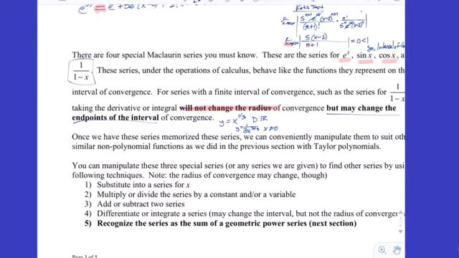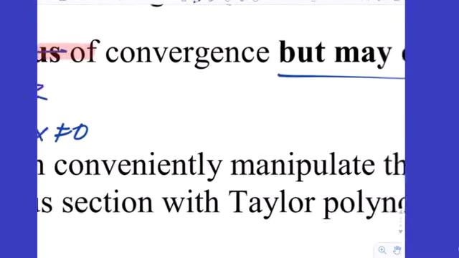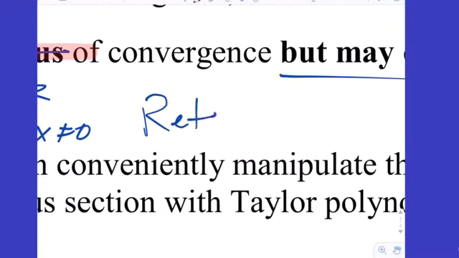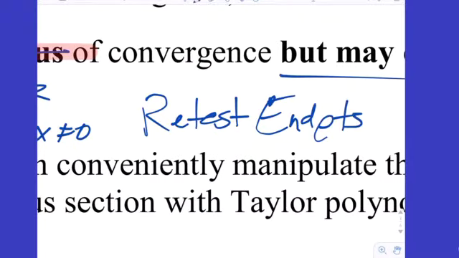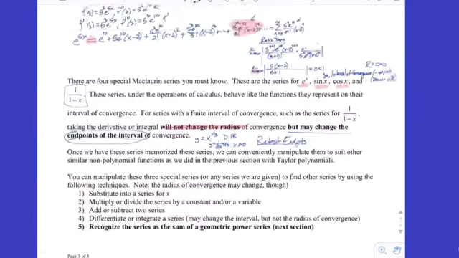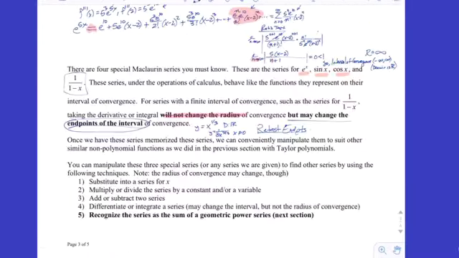But when we take the derivative or the integral of a series that represents a function on a limited domain, we will have to retest the endpoints. We need to retest the endpoints. Let me just write that: retest endpoints. You don't have to do that if there are no endpoints, meaning all real numbers.